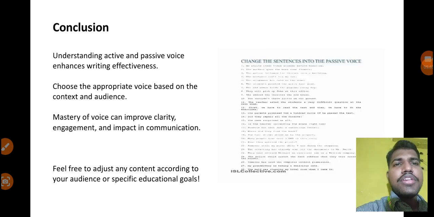Conclusion: understanding active and passive voice enhances writing effectiveness. Choose the appropriate voice based on the context and audience. Mastering voice can improve clarity, engagement, and impact in communication. Feel free to adjust the content according to your audience or specific educational goals.